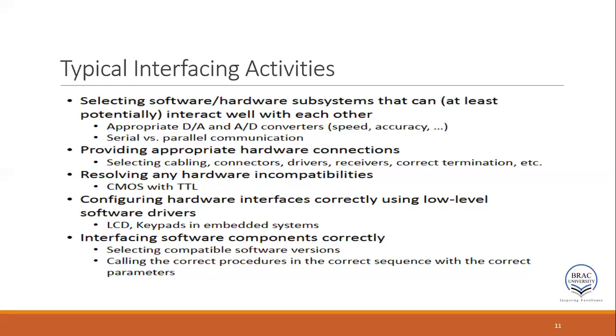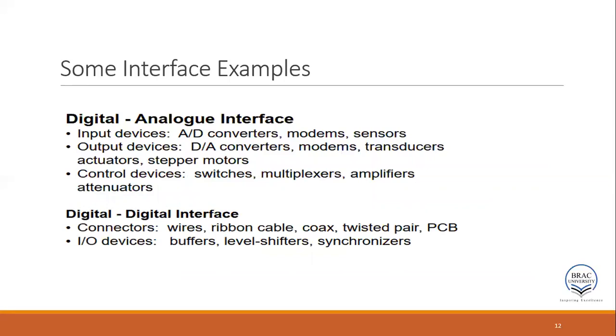Even in embedded systems, to connect LCD keypads with Arduino or microcontrollers and to manipulate them, interfacing is needed. Interfacing also helps to interface software components correctly. It helps to select compatible software versions in the correct procedure, and it also calls the correct procedures in correct sequences. Here are some examples of interfacing. I have already mentioned the digital to analog interface of a modem.